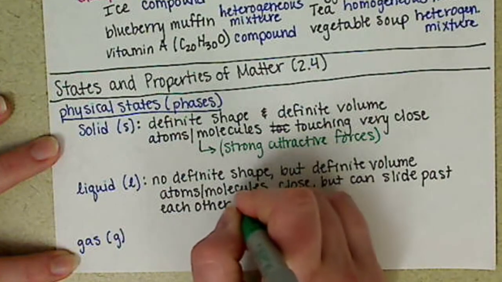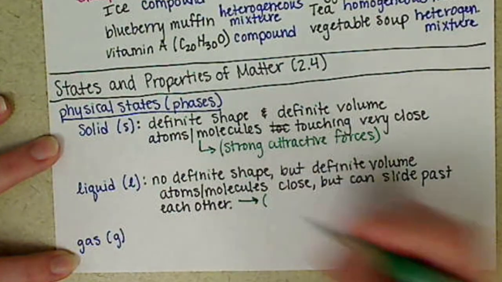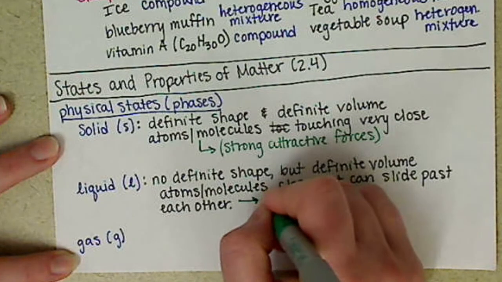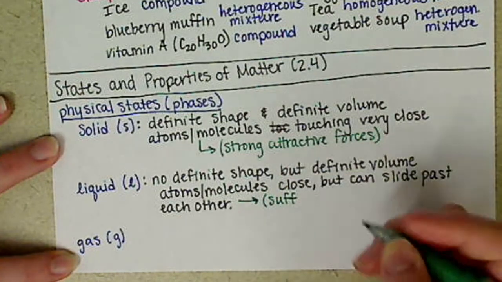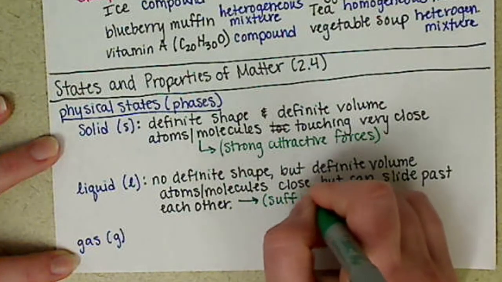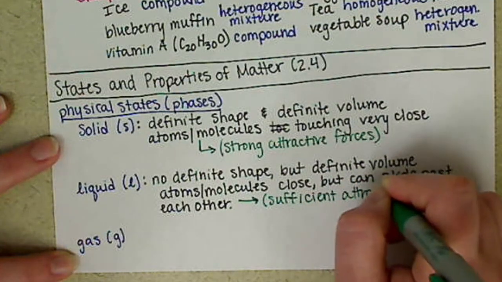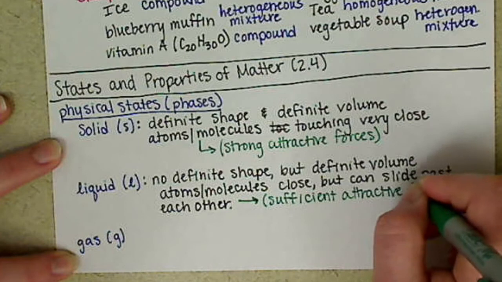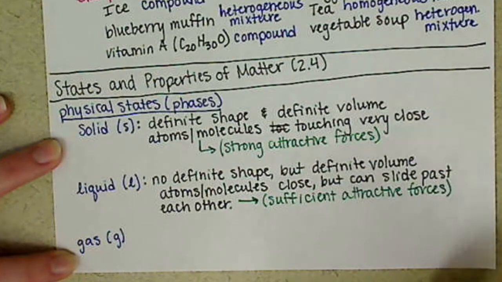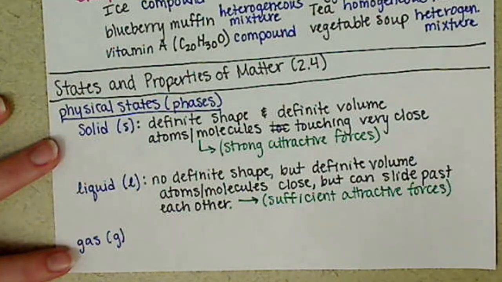So when we have this movement, this sliding past each other, we call that sufficient attractive forces. The molecules are still attracted to each other, but they're starting to try and want to find their own way.